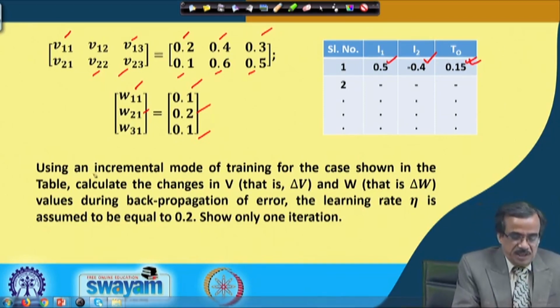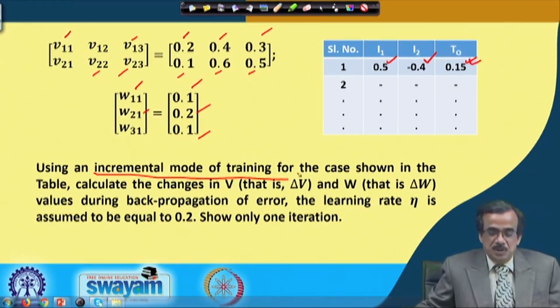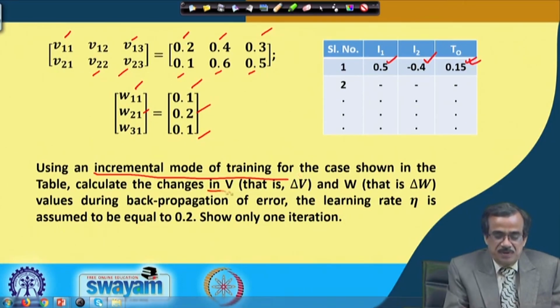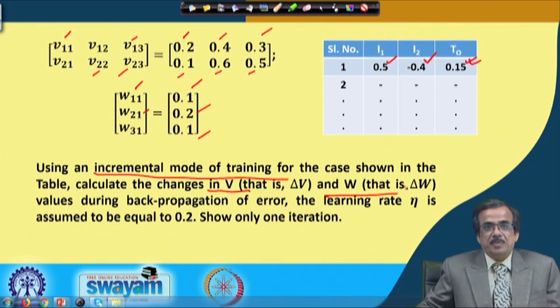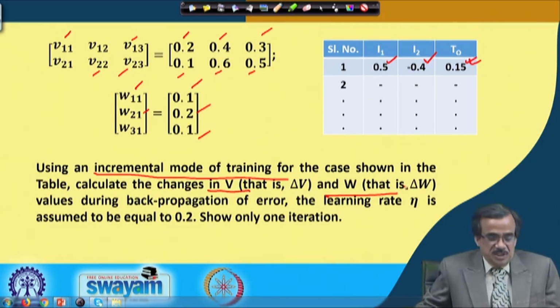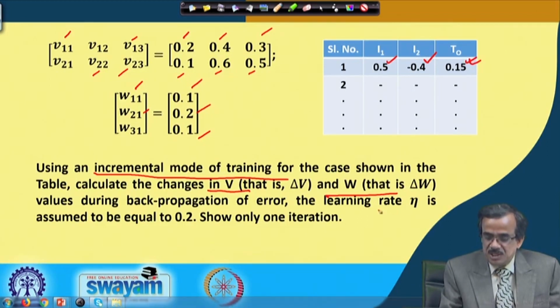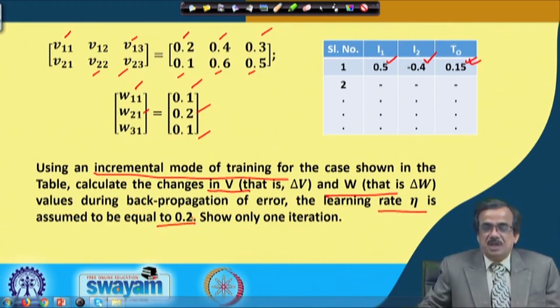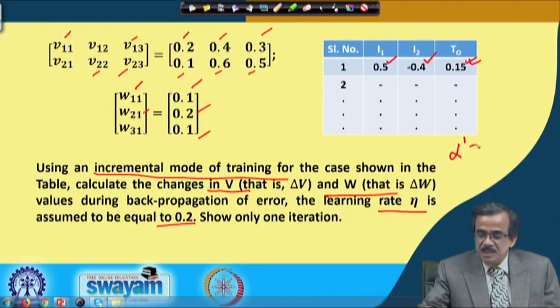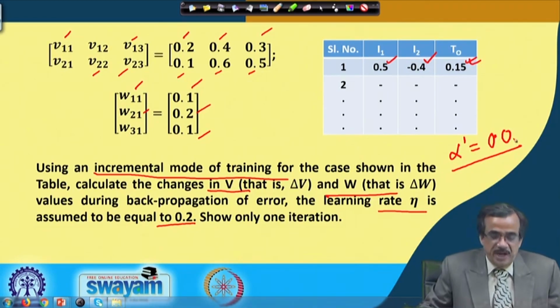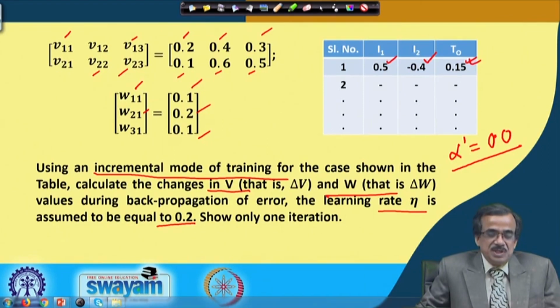Now, we are going to use the incremental mode of training, and using it we are going to find out what should be the modified values for V and W. Our aim is to determine the changes in the values of V and W during this training. We consider the learning rate eta as 0.2, and for simplicity the momentum constant alpha prime has been taken to be 0.0. That means we did not consider the momentum term, and through hand calculation we are going to show one iteration of this network. Let us see how it works.